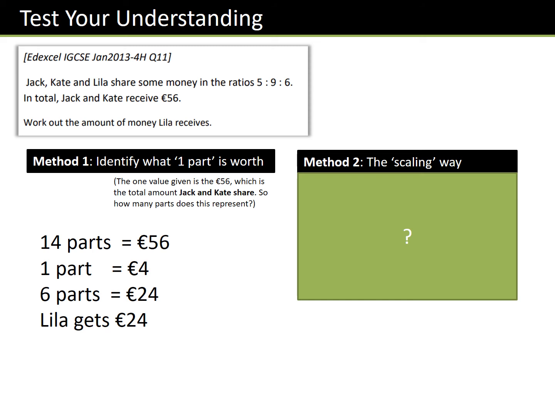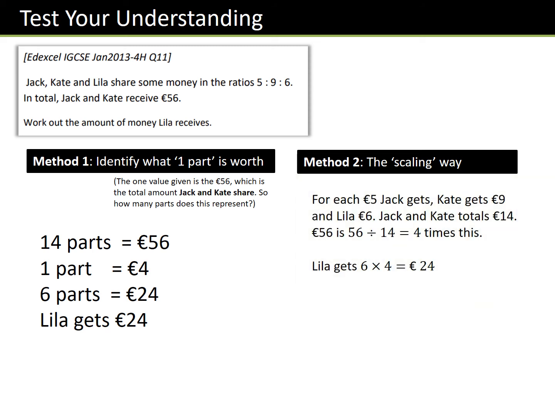The scaling method. For each €5 Jack gets, Kate gets €9 and Lila gets €6. Jack and Kate's totals €14, but they've actually got €56. So 56 divided by 14 is 4. It's 4 times this. So I do 6 times 4, which is €24. See why I prefer method 1. I think for me intuitively that's easier, but it may not be for you. So therefore there are 2 methods.